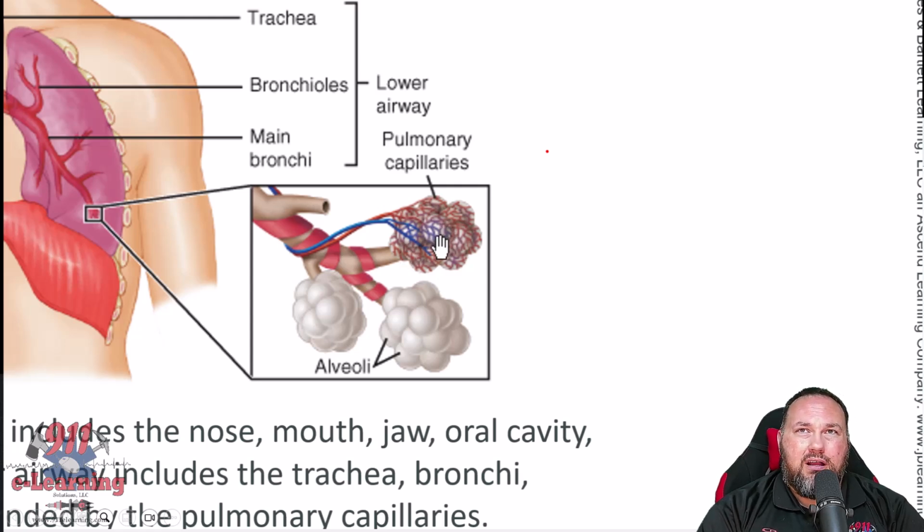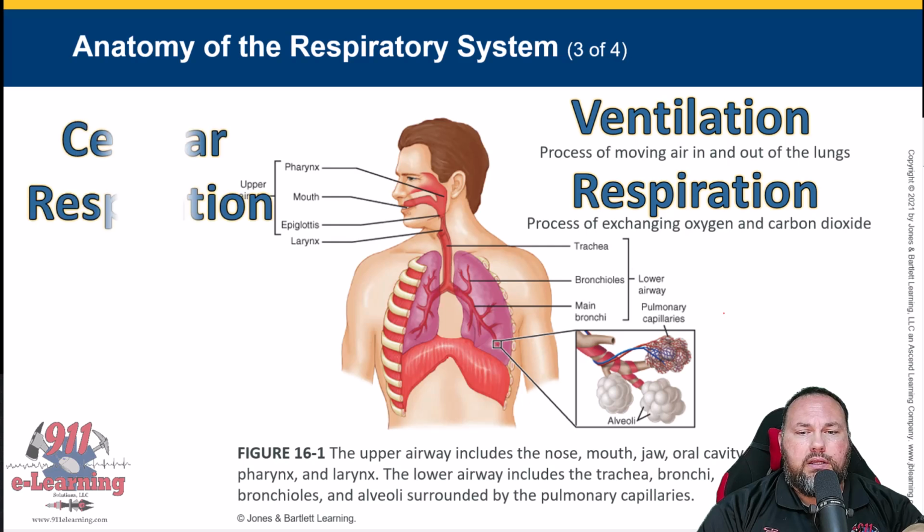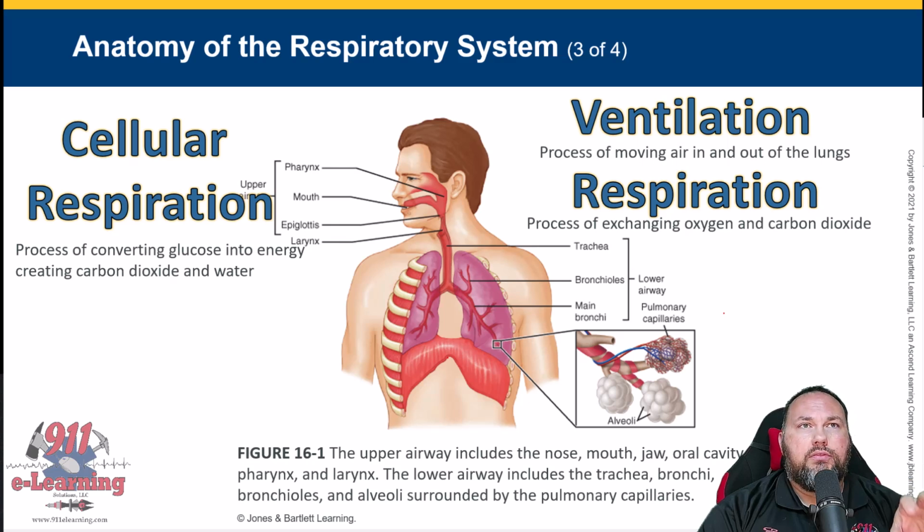Remember, the carbon dioxide is dropped off in the lungs where the body can breathe it out, and oxygen is picked up inside the capillaries at the alveolar level here. So that's where respiration occurs. You also have what is called cellular respiration, which is pretty similar. The difference here is this is converting glucose into energy using the oxygen. It creates carbon dioxide and water.